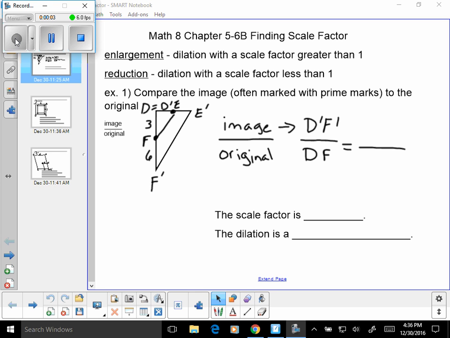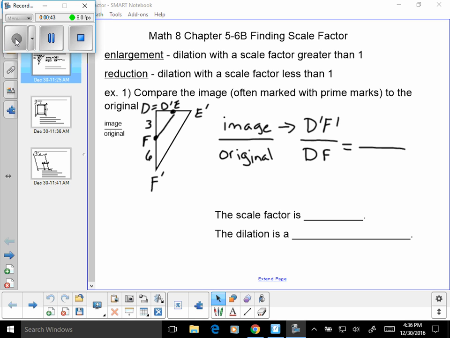Okay, class, we're going to do kind of an extension of lesson 5-6A, and this is 5-6B, finding scale factor. If you remember in 5-6A, they would tell us what the scale factor was, if it was a half, or if it was 2, or if it was 3 over 2. Today we are going to find that scale factor, and we are going to identify the type of dilation, whether it is an enlargement, which means the dilation has a scale factor greater than 1, or if that dilation is a reduction, which means we have a dilation with a scale factor less than 1.